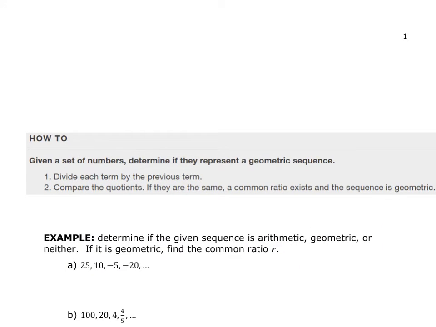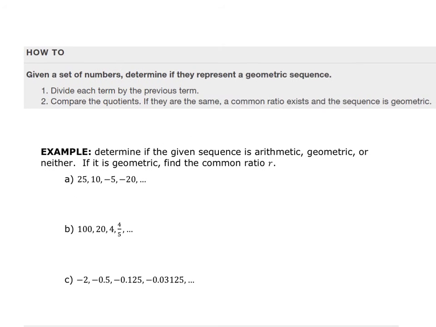If I'm given a list of numbers and I'm trying to determine if it's a geometric sequence, I need to find that common ratio. The way I do that is I look at the previous term and divide it. I take the second term and divide it by the first, the third by the second, and so on. I take each term and divide it by its previous term, and then I compare. So a1, a2, a3, a4. I'm going to compare a2 divided by a1.